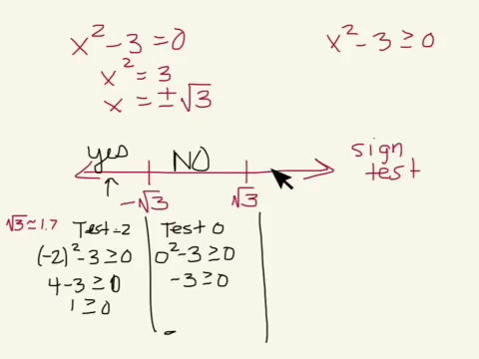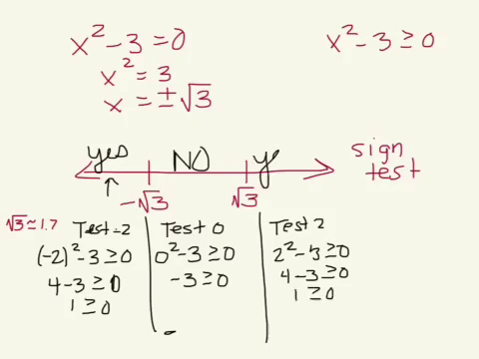Then we need to test our third region, something to the right of the square root of 3. Since the square root of 3 is about 1.7, we can test the value of 2. If we test 2, 2 squared minus 3 is greater than or equal to 0. 4 minus 3 is greater than or equal to 0. So 1 is greater than or equal to 0. So this section as well produces values that are greater than or equal to 0.